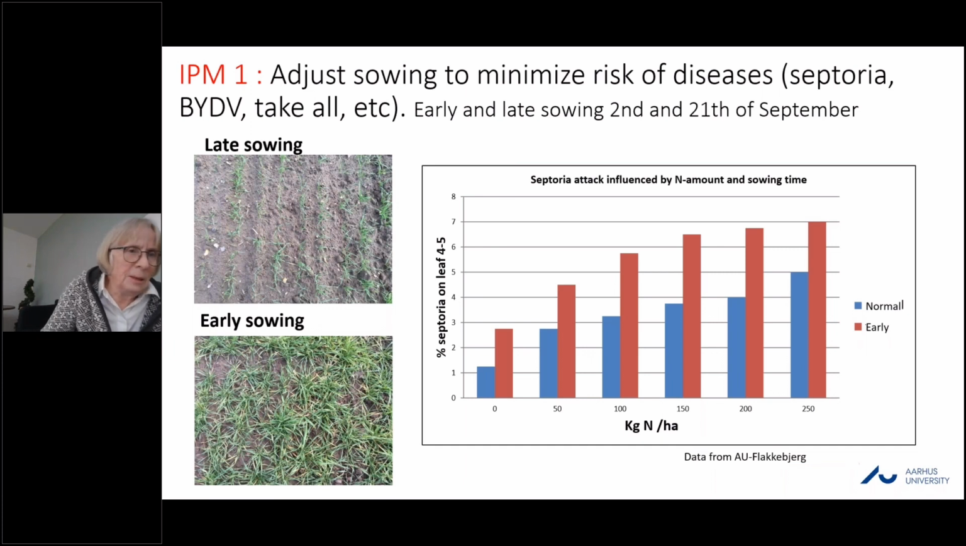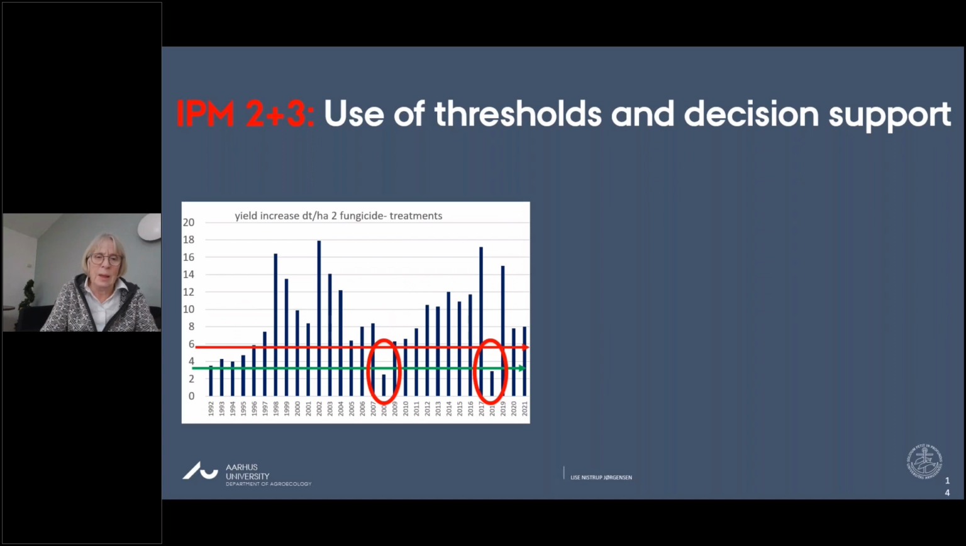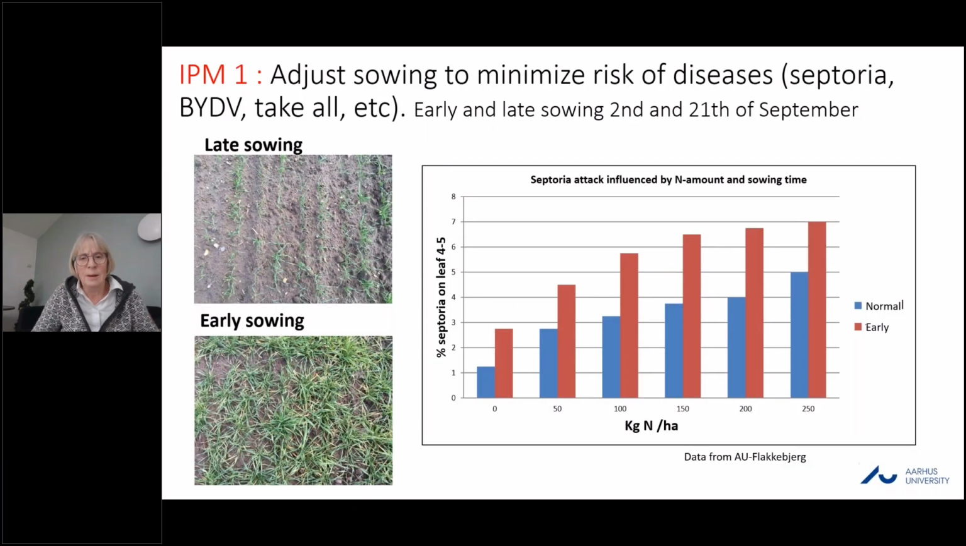Another IPM element in taking the prevention is, of course, time of sowing. And this is just illustrated here, where we have combined nitrogen levels with time of sowing, early sowing or late sowing. And we see that septoria is very influenced by the time of sowing. If we sow too early, then we get more septoria. We also get more take-all. We also get more barley yellow dwarf virus, and all that will also increase the need for, or the reliance on pesticides in general. So we advocate that the farmers should try to delay the sowing.